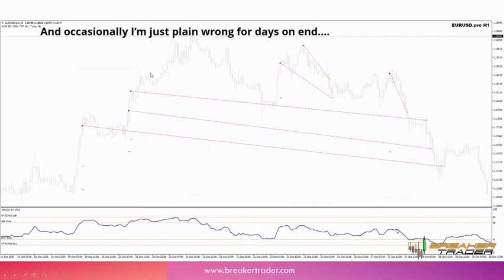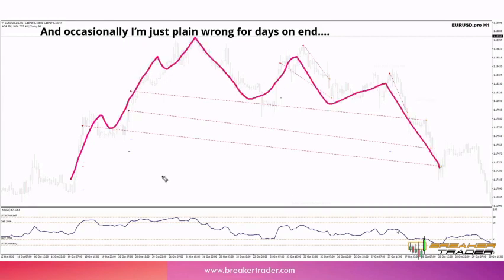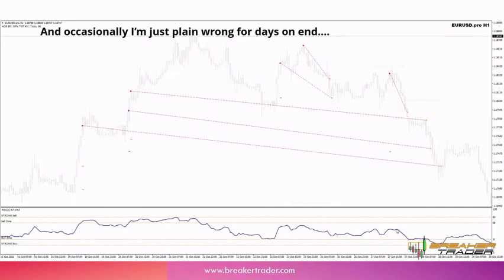Or if it's not going too far against me and I'm comfortable with the trade, maybe I just hold it because I know the market does what? It goes up and it comes down. So it's highly likely at some point I'll be right on that trade. I just don't know when. All right? Is this making sense? Hopefully this is making sense.